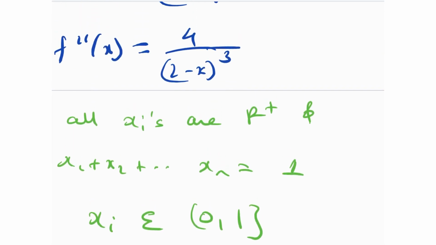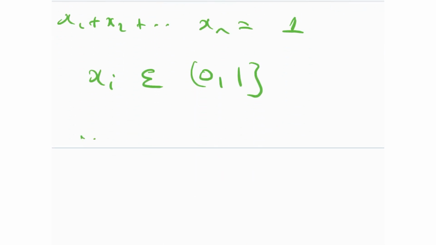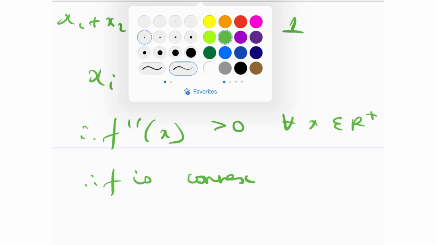And if any x is between 0 to 1, that means 2 minus x is always greater than 0. So 2 minus x whole cube is always greater than 0. That means 4 divided by 2 minus x whole cube is always greater than 0. Therefore, f double prime x is greater than 0 for all x belonging to positive reals, as given in the question. Therefore, f is convex. You see how amazing that is? This little information in the beginning of the question, this positive reals and this summation to 1, is so helpful. We had to use it twice, and that small looking thing is actually quite fascinating, isn't it?